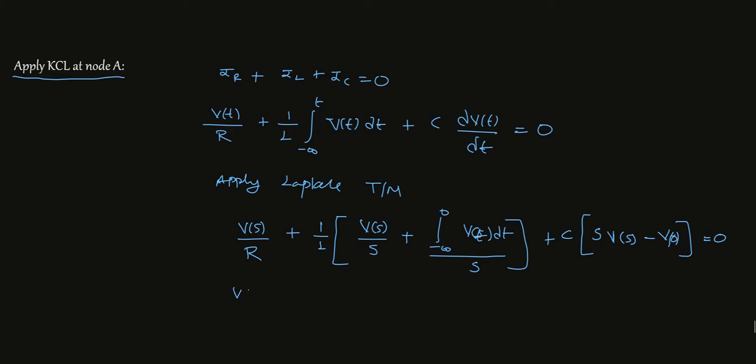Now substitute V of s by R plus 1 by L. This will be V of s by s, plus, multiplying this by L inside and outside, we get L, and 1 by s will be constant, then it will be 1 by L into the integral from minus infinity to 0 of v of t dt, plus again multiply C s into V of s minus C into V of 0. That is equal to 0 here.